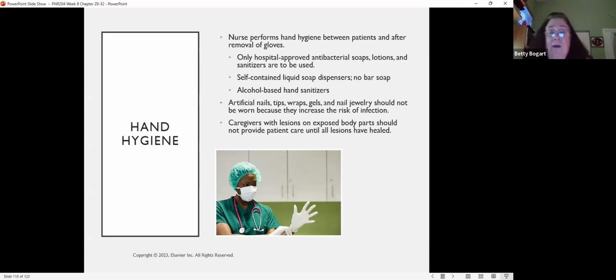Years ago, we used to wear artificial acrylic nails. Today, no. Tips, wraps, gels, all of that should not be done. They've done research and found staph infections underneath the nails of these staff. So they should not be using those things.